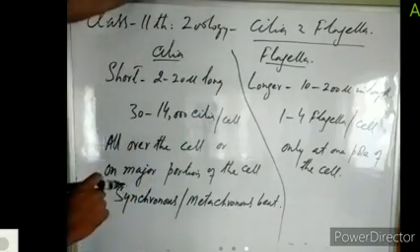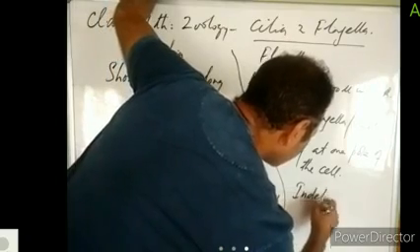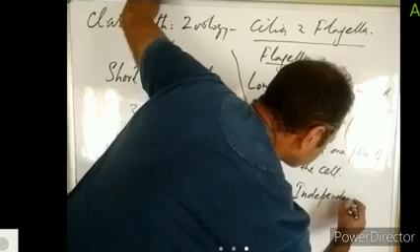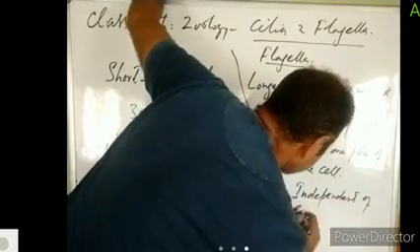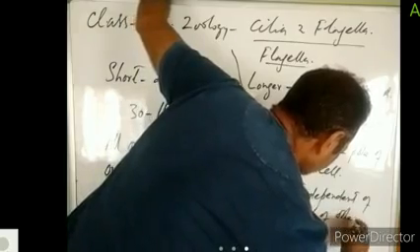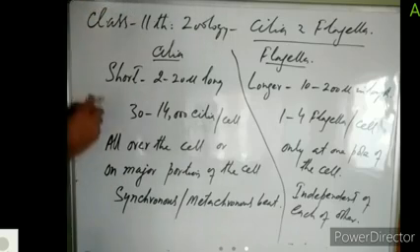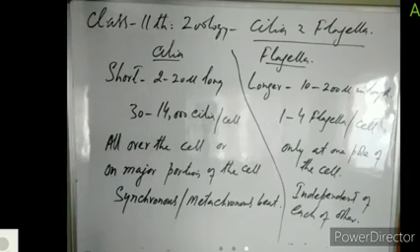What about flagella? Flagella are independent of each other. They do not coordinate with each other. They show independent movements. So flagella do not show synchronous or metachronous beats. They move independently, right? So these are some differences between cilia and flagella.